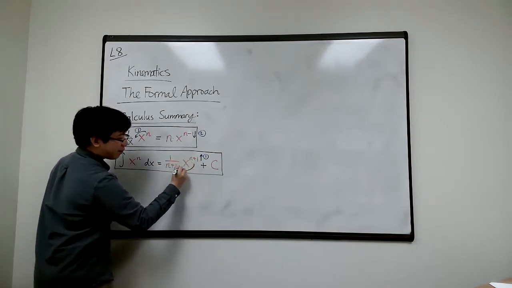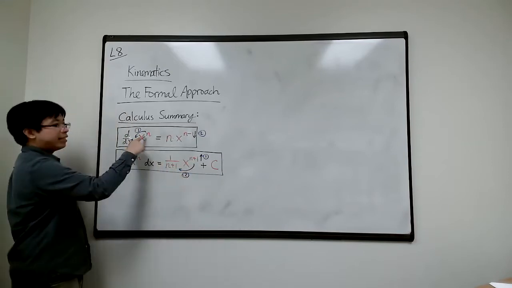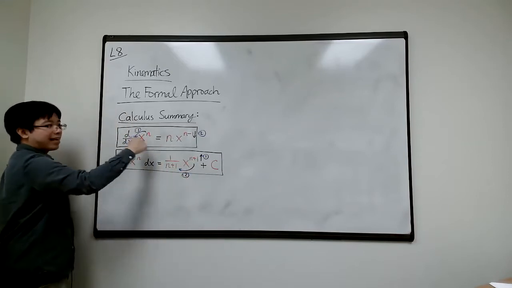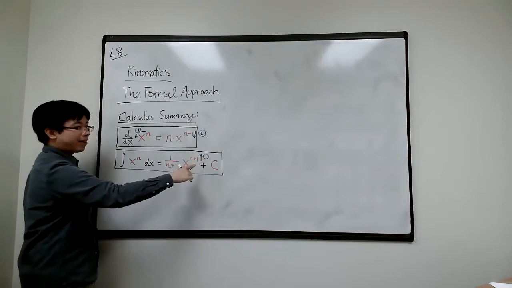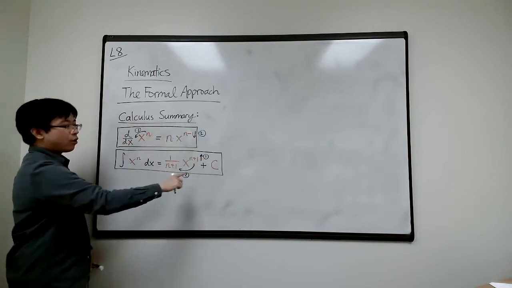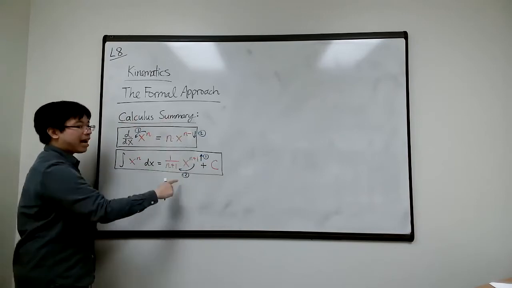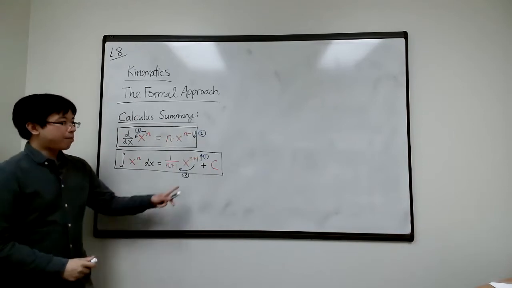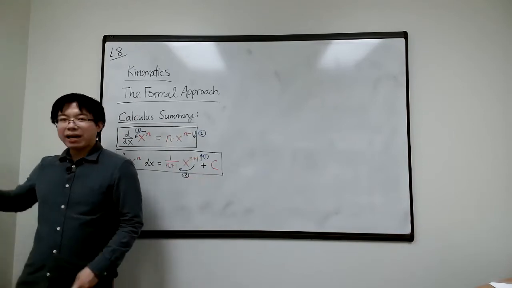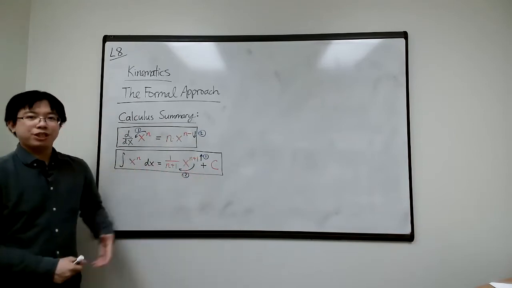So the two steps is reverse. Here you first pull the power and put it in front, and then you decrease it. Here you increase the power first, all right? You even reverse the order of it, and then instead of times, you divide and also divide by the new power. Okay, and remember to add c because when you integrate, you have multiple options.